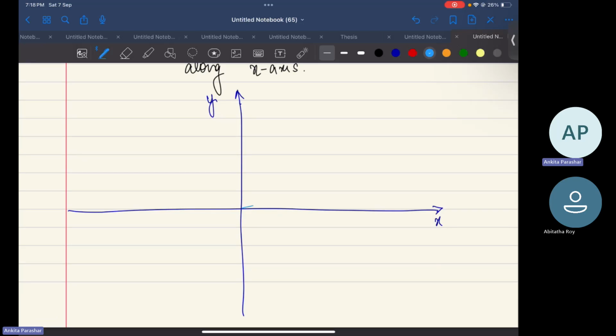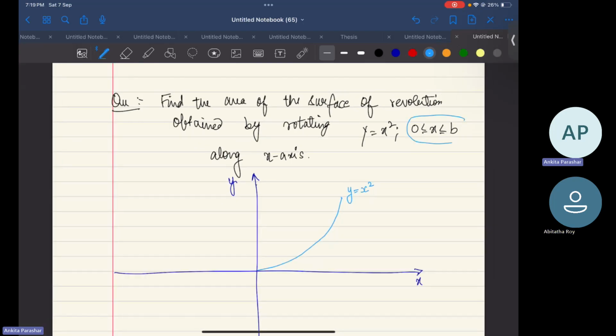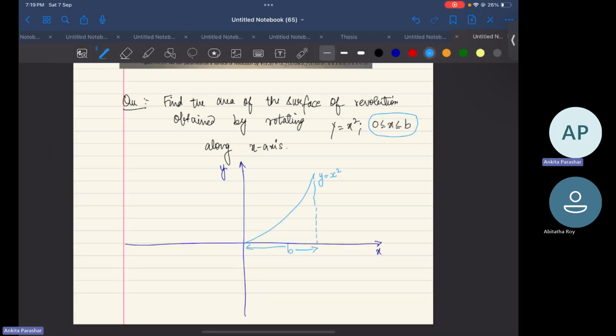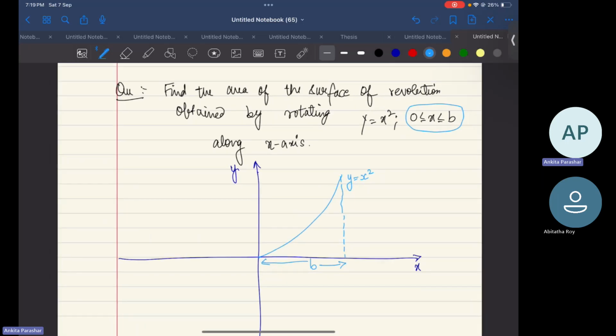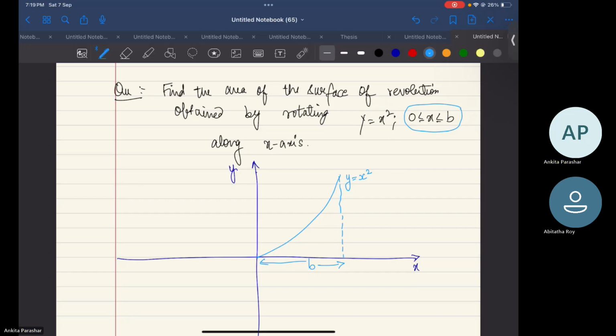The curve y equal to x square looks like this, right? And you have a given bound: you are not allowing x to go to all values, but you have to bound yourself to b. Suppose this is my b. I want to rotate along the x-axis. Can you tell me the figure? How would it look when I rotate this curve along the x-axis? What would you get?